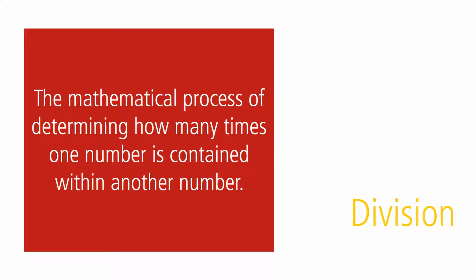Division of whole numbers is the process of determining how many times one number is contained within another number. The number being divided is called the dividend, and the number being divided by is called the divisor. The answer is known as the quotient. When the divisor has only one digit, as in 100 divided by 5, it's called short division. When the divisor has more than one digit, as in 100 divided by 10, it's known as long division.